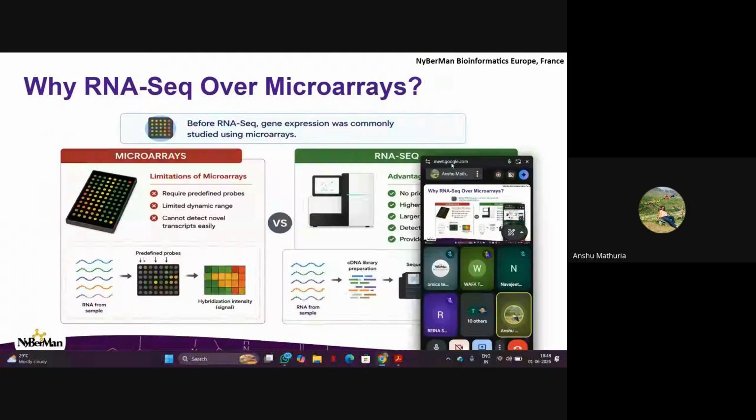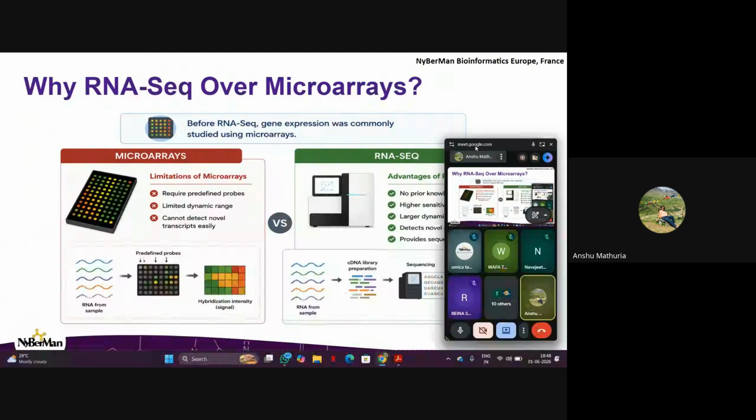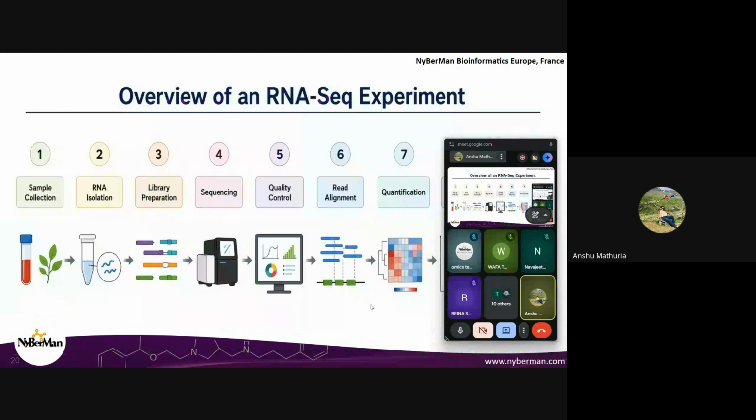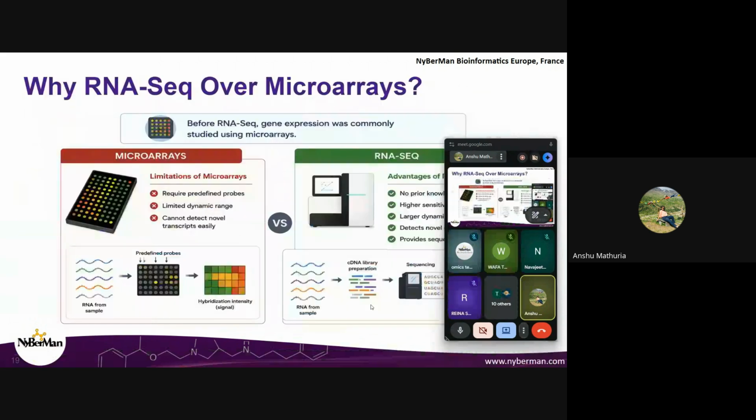Have you guys heard this name before? Anyone, you can just unmute yourself also and answer. Like, have you guys ever heard about microarray? Then I can explain it further in detail if you guys have heard.